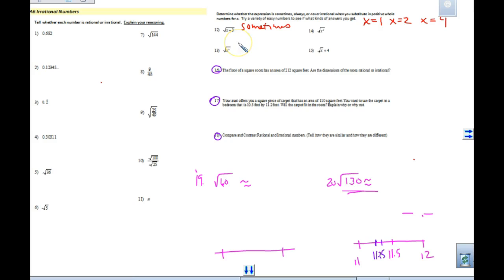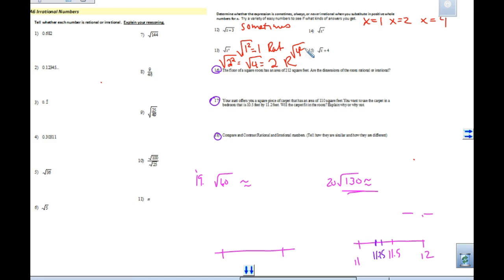When I take a look at 13, we're going to try 1 first. So I'm going to take the square root of 1 squared. What's 1 squared? 1 squared is what? 1, right? So if I am looking at the square root of 1 squared, that's equal to 1, that's rational. How about if I take the square root of 2 squared? That's the square root of 4. That equals 2, that is rational. I try 4. The square root of 4 squared, that's 16. That's going to be rational. That one should be an always.